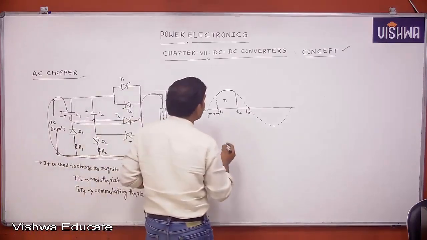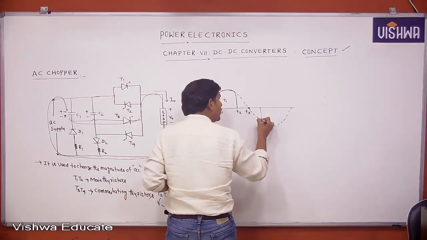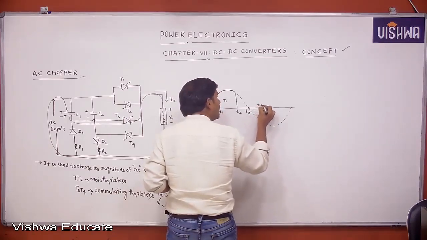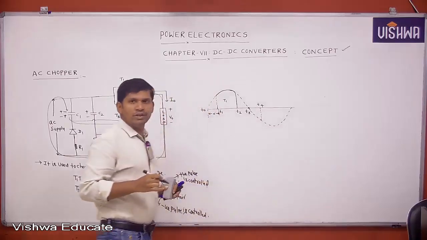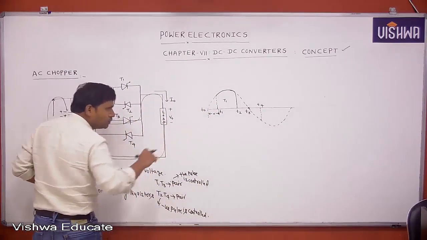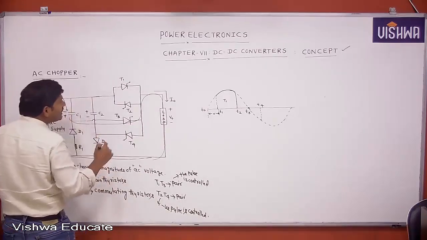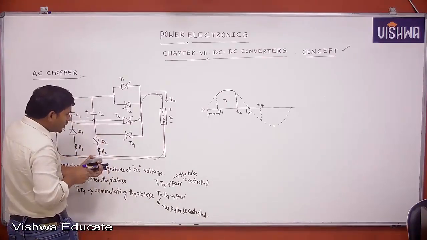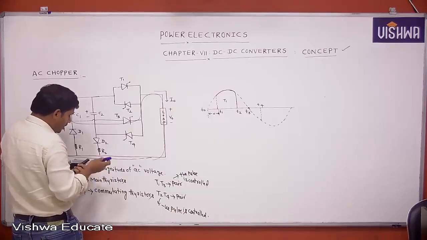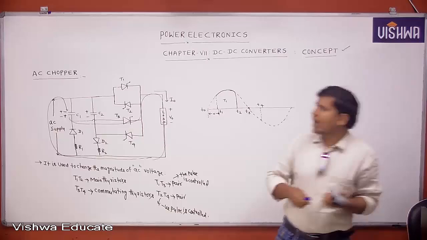Then let this be the T4 instant. At the T4 instant, T2 is triggered. Now to change the magnitude in the negative half cycle, if T2 is triggered, how is it applying the current to the load, you tell me? Yes. If T2 is triggered, it applies the current to the load in the opposite direction.